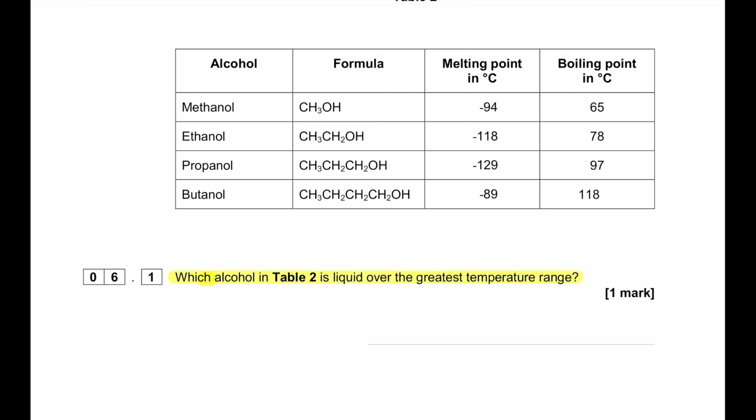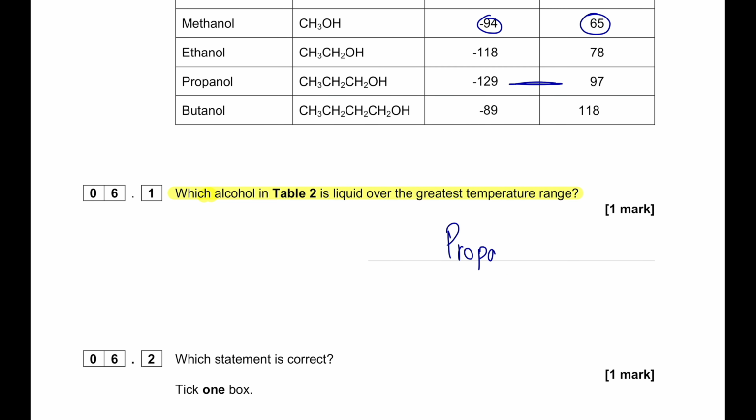The next one, in order to find this range, we'll actually have to add this value as positive. So obviously 94 plus 65, all right, ethanol 118 plus 78, propanol 128.97, which is like the highest. So the greatest temperature range is for propanol.